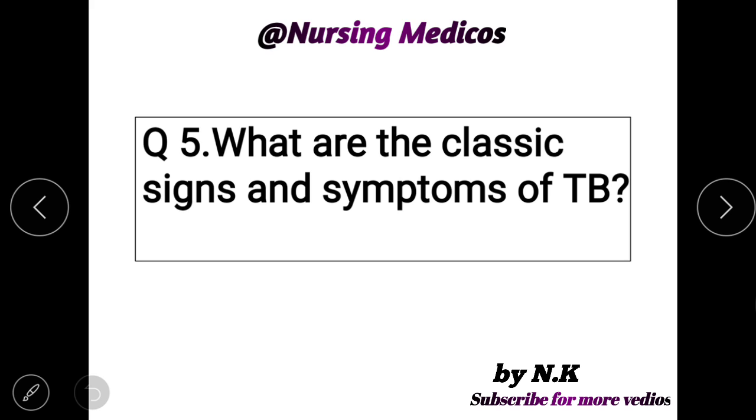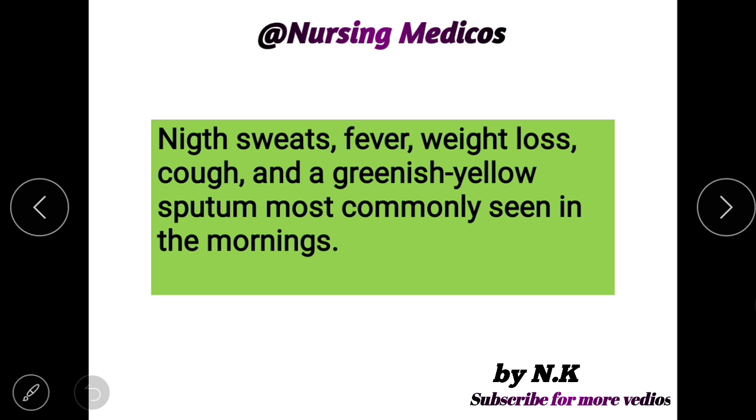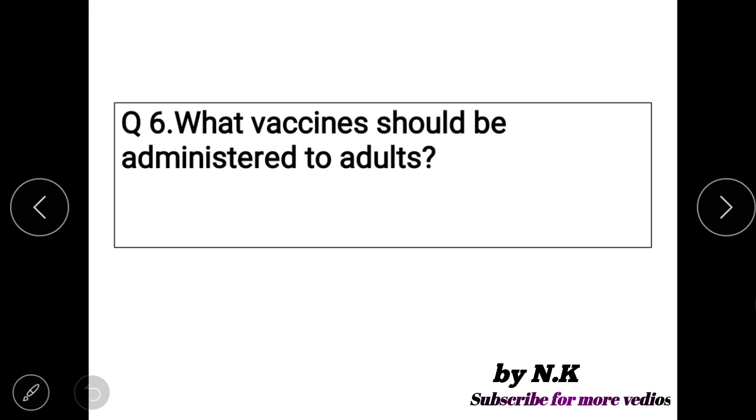What are the classic signs and symptoms of TB? The answer is night sweating, fever, weight loss, cough, and greenish yellow sputum, most commonly seen in the morning time. That is the classical signs and symptoms of TB. The next one. What vaccines should be given to adults?